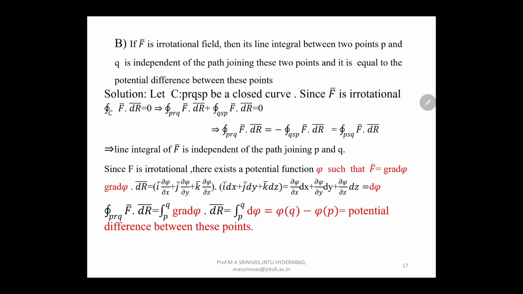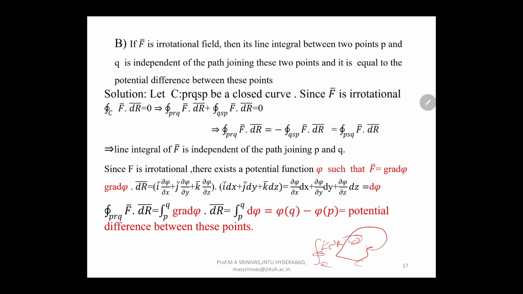Let us see another interesting result. If f bar is an irrotational field, so far we learned three points and now an extension of that. If f bar is irrotational, then what did we learn previously? The line integral over a closed curve is 0. So if this is a closed curve C, then the integral of f bar dot dr bar will be 0 for an irrotational function.